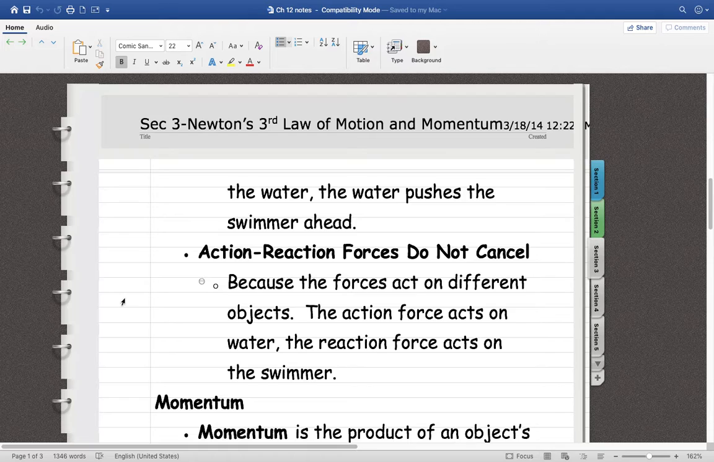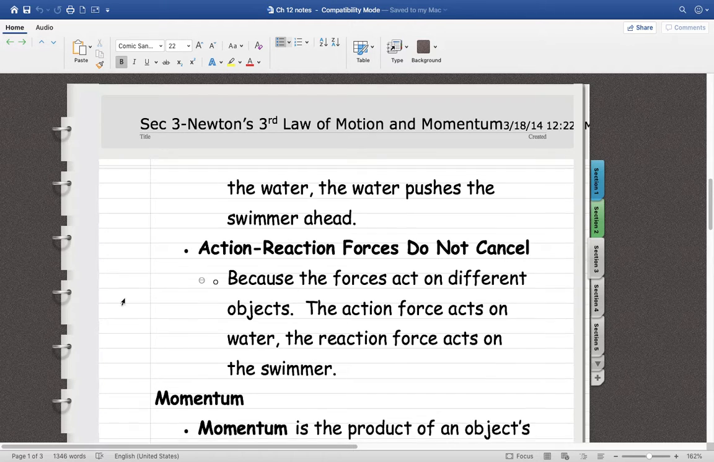If I push on a wall, trying to get it to move, the wall pushes back on me. I push the wall, then the wall pushes me. So this is the equal and opposite reaction. They do not cancel out because they're acting on different objects. I know there are some pictures on there, and they talk about this in the book, so it's pretty good. So read that.